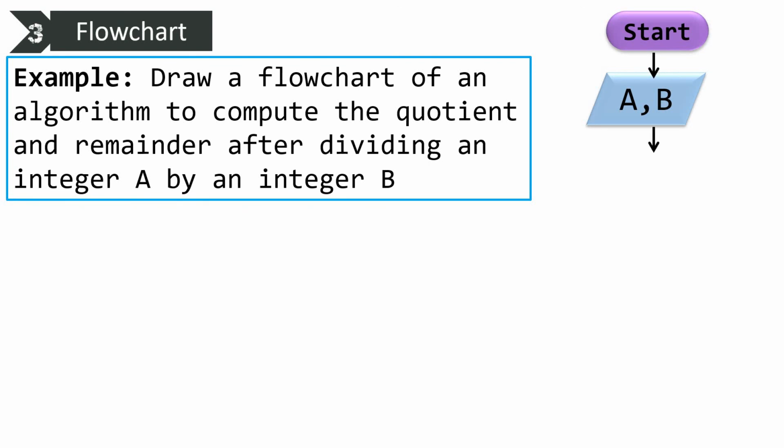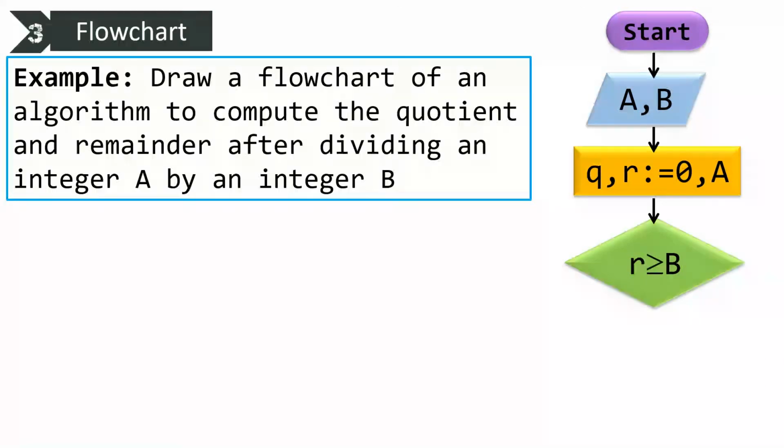Again an outgoing arrow, and now I give an assignment statement q, r := 0, a in a rectangle. Q and r are the outputs. I have initialized them to 0 and a respectively. Another outgoing arrow, and now I place a diamond-shaped box for the condition r greater than or equal to b.